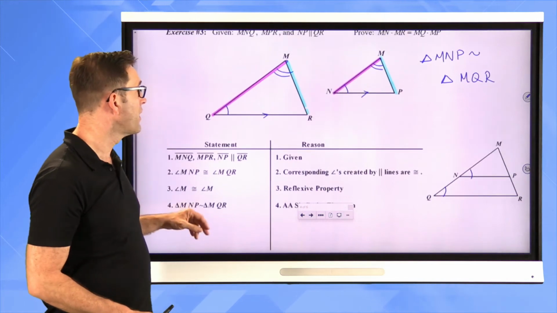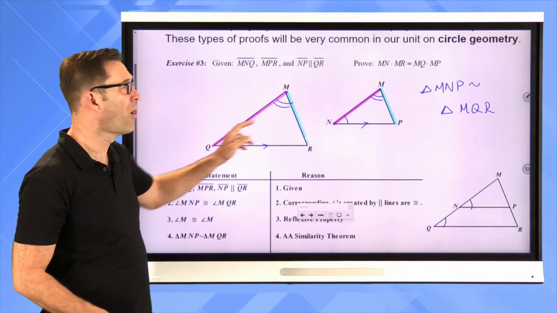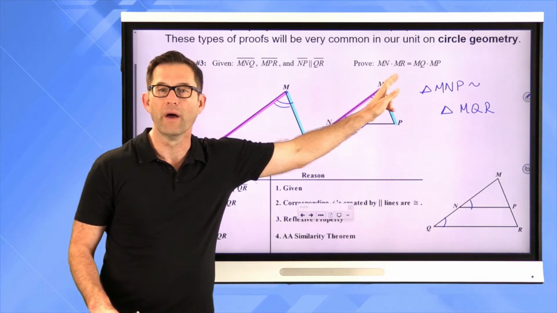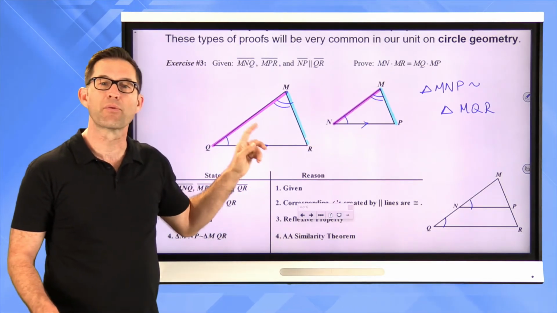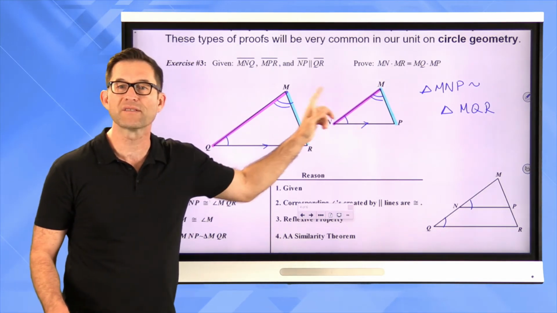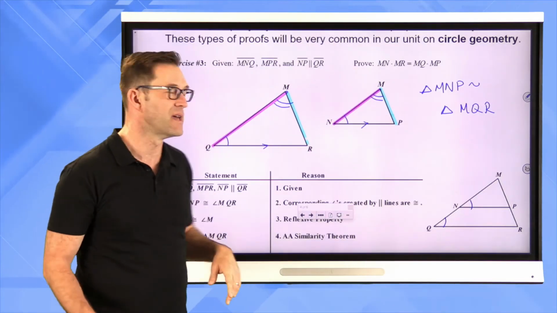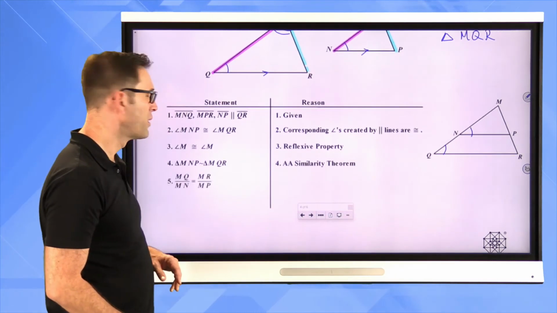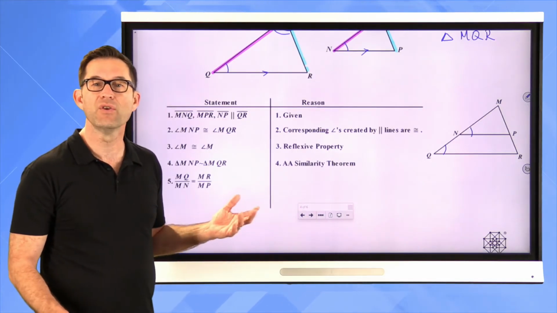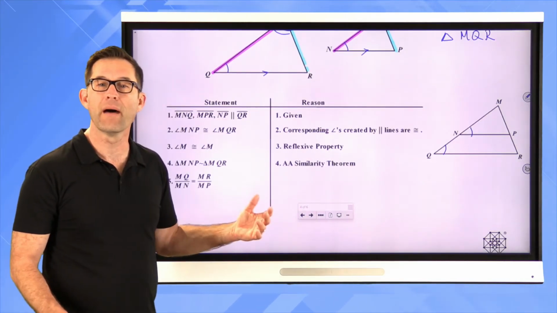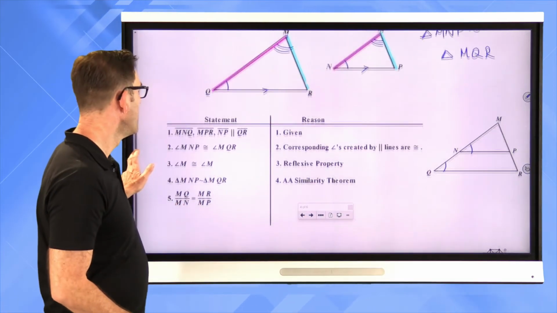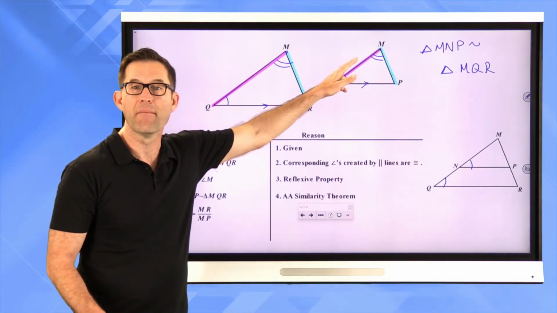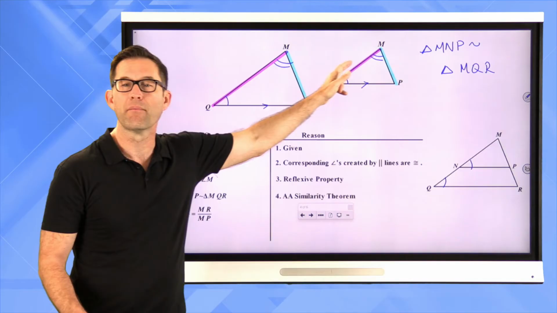So where are we going now? We have to keep our eye on the ball. This is the product we want. So now we just have to set up a proportion that involves the two pink sides and the two, let's say, aquamarine sides. Here we go. So we're going to say MQ divided by MN is equal to MR divided by MP.